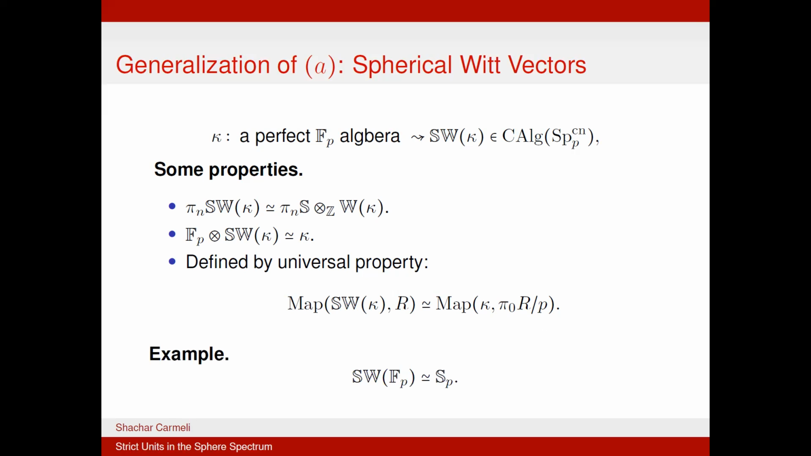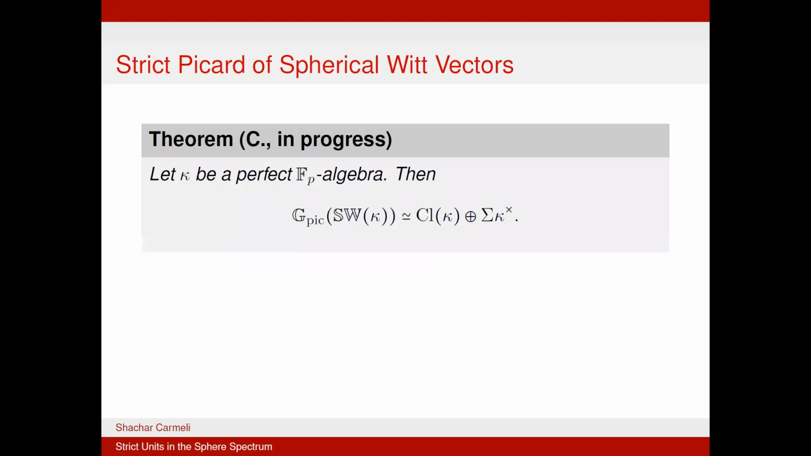The example which explains why I consider it a generalization of the p-complete sphere is that the spherical Witt vectors of F_p is just the p-complete sphere. So secretly what happened is that I could compute the strict Picard spectrum of the p-complete sphere because it was the spherical Witt vectors of a perfect F_p-algebra. That's what really happened. And maybe if I have a few minutes left before the end of the next slide, I will also explain why it's good to be spherical Witt vectors of something. But first, let me present the results.